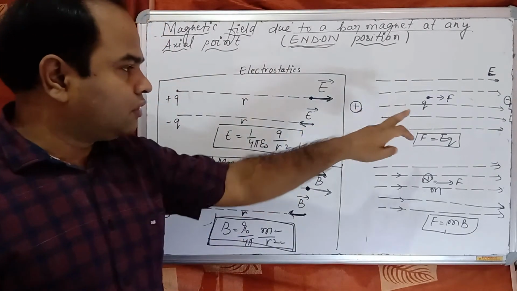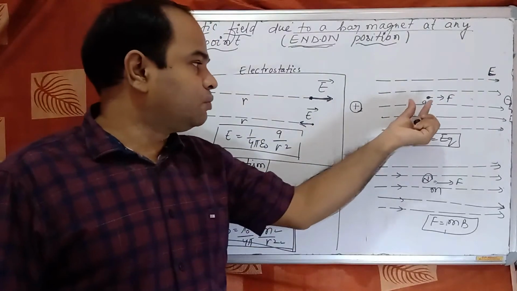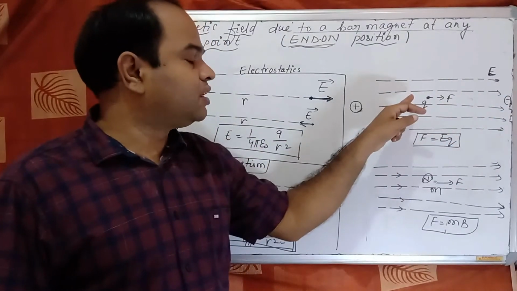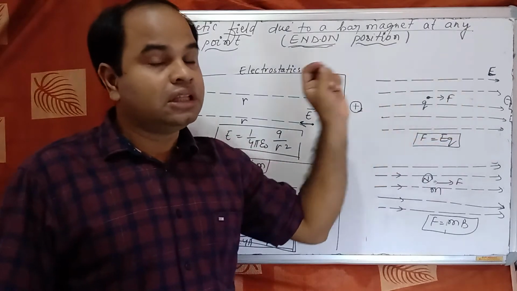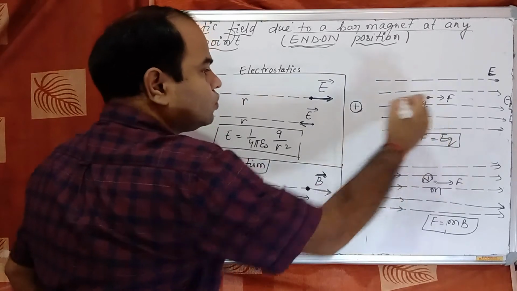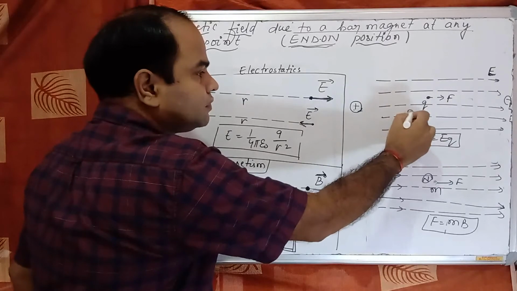So when this positive charge is placed in this electric field, this positive charge will be attracted towards the negative. So it will experience a force along the direction of the electric field. Okay. If it is a negative charge, then it will be attracted toward the positive charge, so the force direction is opposite.